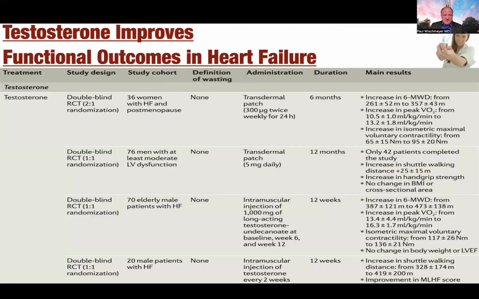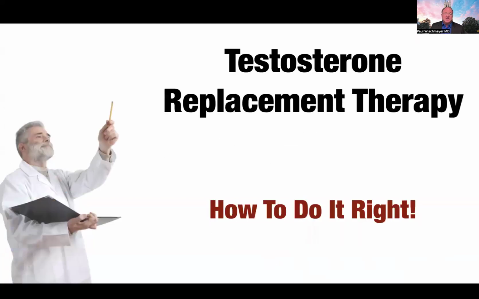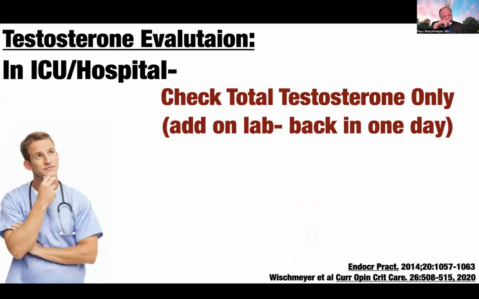This has been studied in heart failure. There's a number of studies that show improvements in 6-minute walk distance and other functional outcomes in heart failure when testosterone is given. This is the meta-analysis data. There are not a ton of trials. We need more of them, but the trials have been pretty consistent, showing benefits in exercise capacity in heart failure patients. So how to do this right as we sort of get towards the end here.